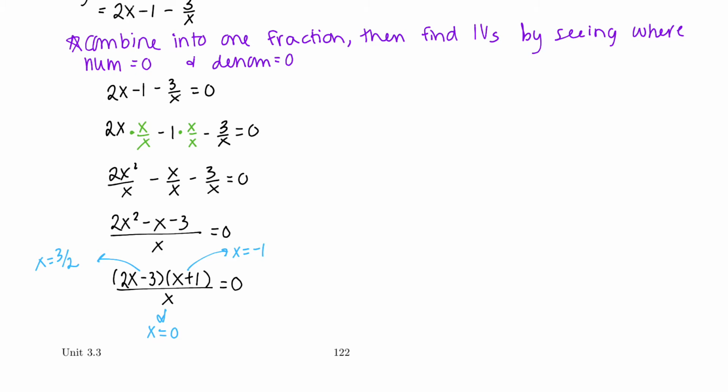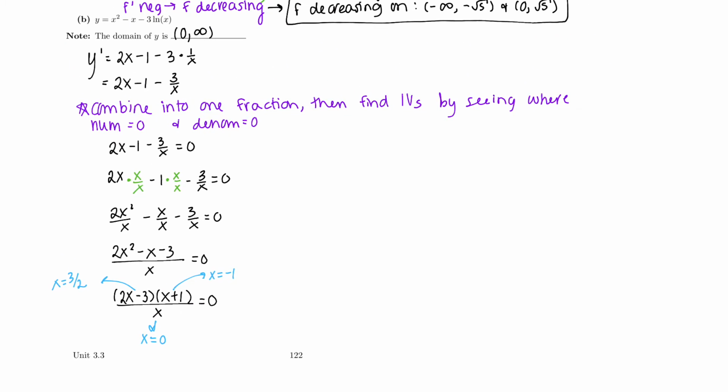Now, what's important here is that if we're looking at where it's increasing and decreasing, we're only on 0 to infinity. So it's not like negative 1 or 0 is going to be important to us, because the graph doesn't exist at negative 1. There's no graph until 0. It starts at 0. So we're going to take out the ones that aren't in the domain.